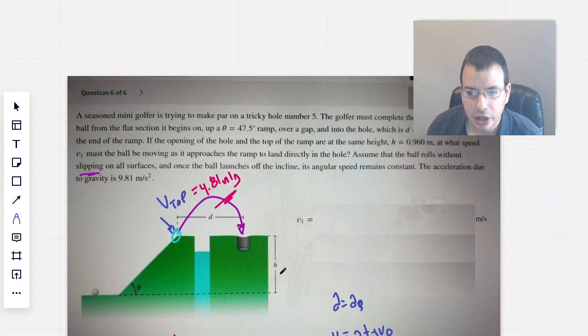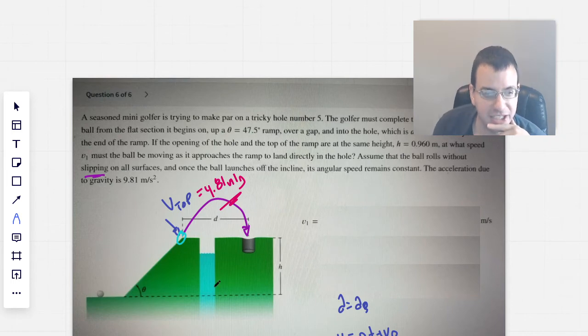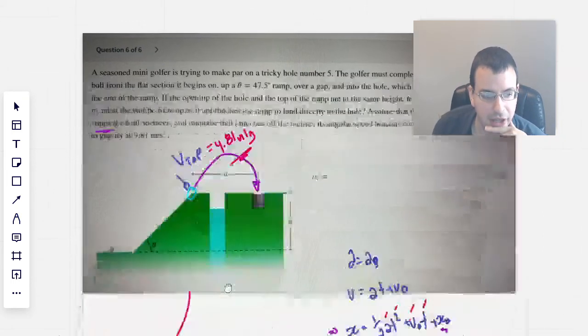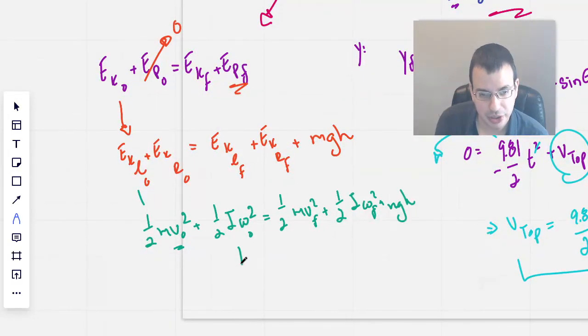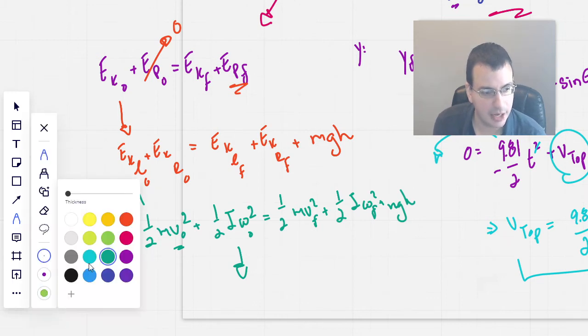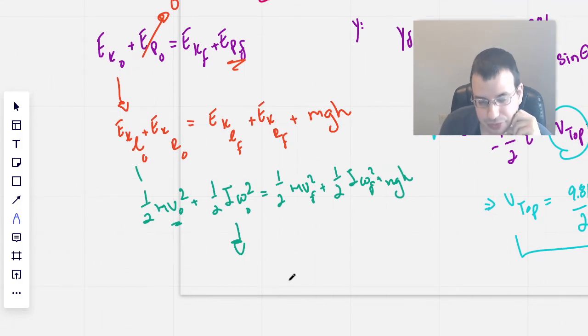Let's see here. Assume that the ball rolls. So the question is, at what speed v1 must it be moving as it approaches the ramp. Okay, so we're going to find its initial linear speed. First thing we need to do is convert this into a common unit, because there's a relationship between angular and linear. The relationship, which I usually start with, is x equals r theta, v equals r omega, and acceleration equals r alpha.